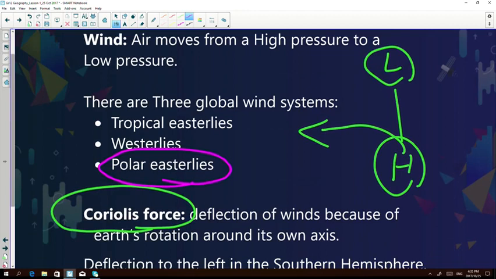Why the tropical easterlies? Because it's very close to the equator. If we look at the polar easterlies, why the polar easterlies? Because it's very close to the polar areas, 90-degree latitude line. And if you look at the westerlies, it's basically in your mid-latitudes. Now, let's just quickly go back to our top diagram over here.